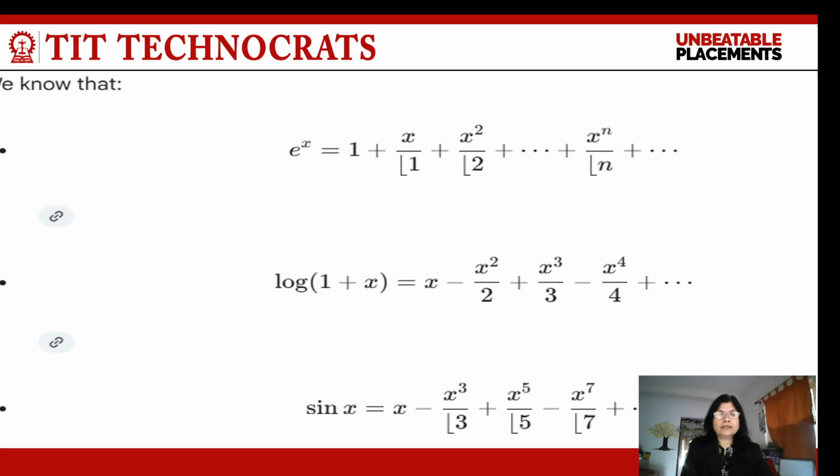And also sin x is equal to, the sin series is an odd series, so x minus x cube by factorial 3 plus x to the power 5 by factorial 5 minus x to the power 7 by factorial 7 plus, and so on.